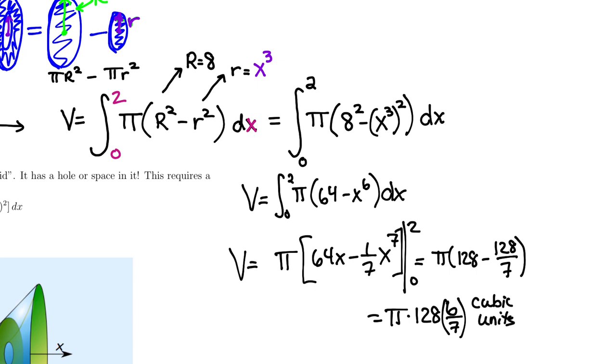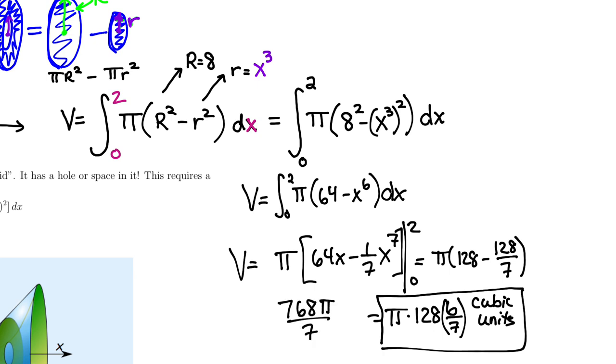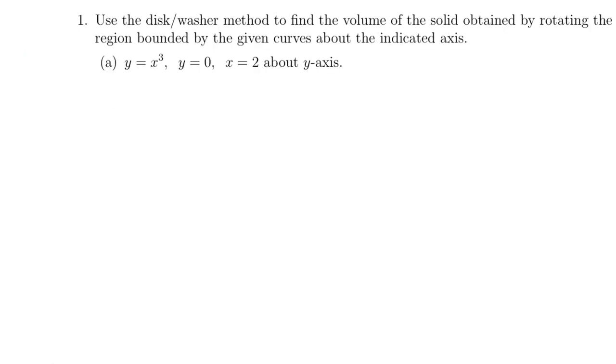I don't think 7 goes into 128. No, it doesn't. So I'm just going to write it like that. What's that number? Did anybody multiply 6 times 128 by any chance to get me a number? 768. Last example for the day. Okay, and then we work.